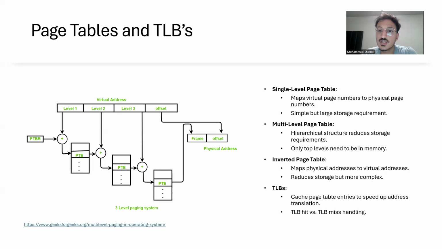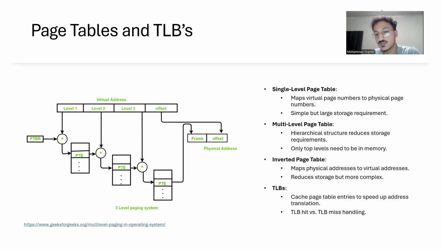Now, when it comes to single level page tables, they're simple, but their storage is a requirement. As for the multi-level, only top levels need to be in memory, not every single one of them, just like the single level. And then for the inverted page table, it reduces storage, but it's more complex.